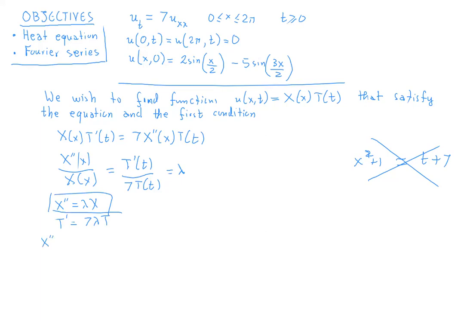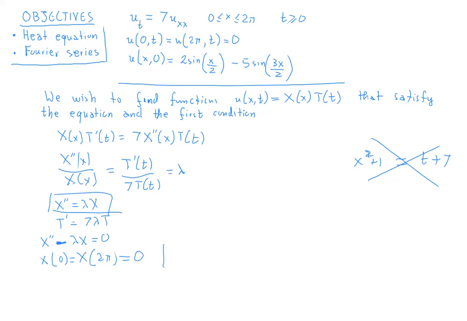Okay, so we will start with this one. Obviously, it can be rewritten as x double prime minus lambda x is equal to 0. And the initial condition translates to x of 0 is equal to x of 2 pi is equal to 0. Why is that?